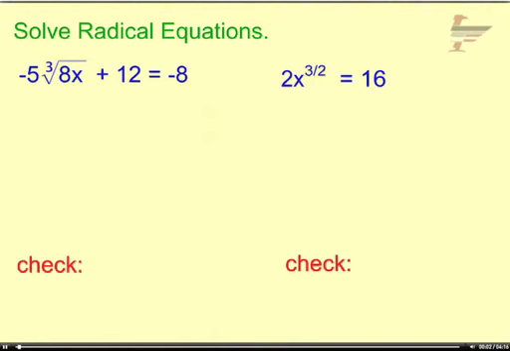A couple example problems for solving radical equations. Now, the first step that we wrote down in notes was that we had to isolate the radical. So that's this cube root of 8x. We want to get this all by itself. So the negative 5 and the 12 have to go to the other side.